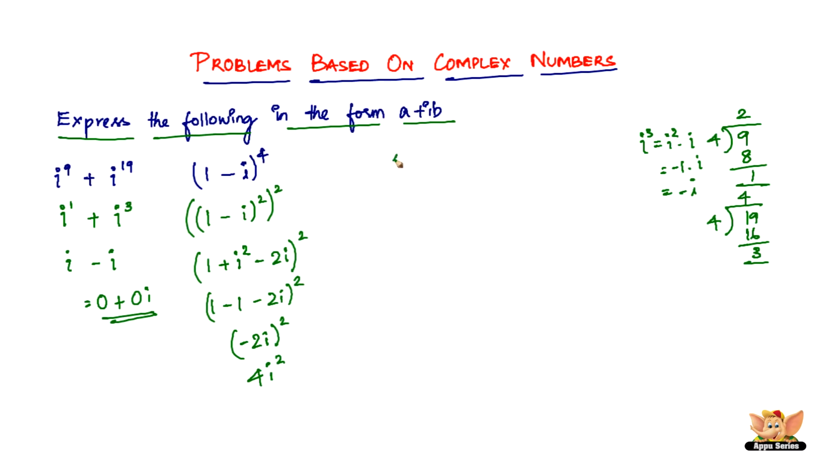Again, let me continue the step here. 4i squared. So i squared is nothing but negative of 1. So 4 times negative of 1, which is equal to negative 4. So this is the answer if solved. But since you have to express it in the form of a plus ib, let's write it as minus 4 plus 0i. And here we have the answer for (1 minus i) to the power 4 expressed as a plus ib. This is what it is.